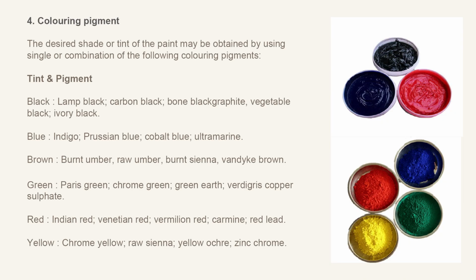Now you are curious to give the perfect shade for your project, and you can use a single pigment or mix different ones together. Here are some common pigments and the colors they produce. Black, it produces lamp black, carbon black, bone black, graphite, vegetable black and ivory black. And the blue, it produces indigo, Prussian blue, cobalt blue and ultramarine. Brown, it produces burnt umber, raw umber, burnt sienna, Van Dyke brown.